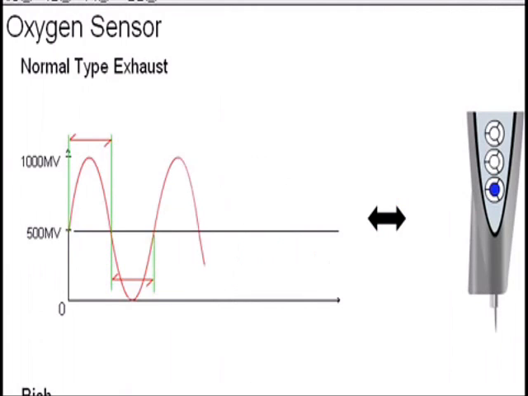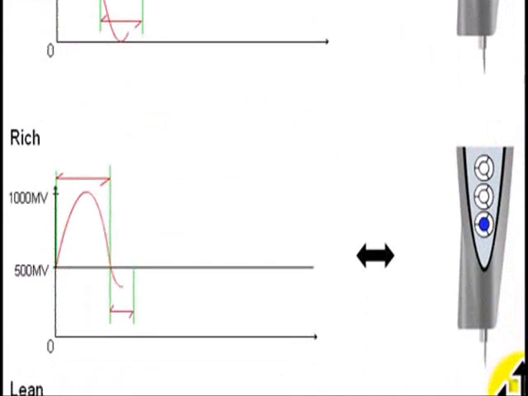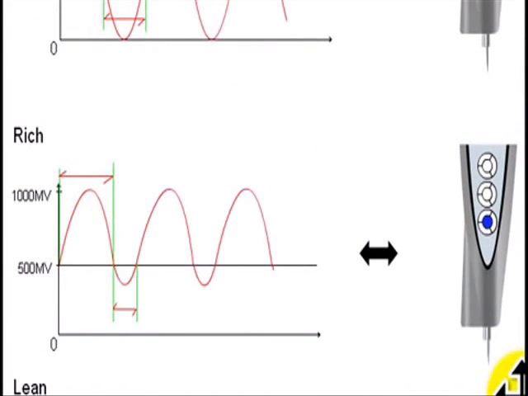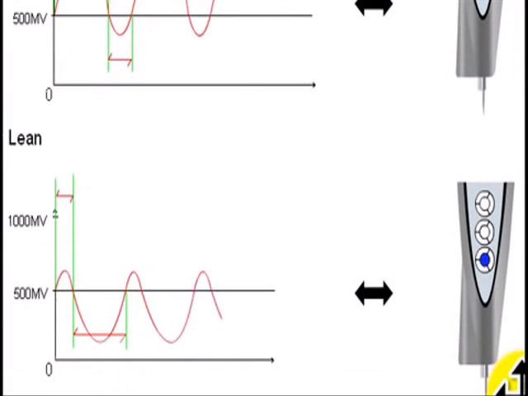Oxygen sensor draws a sine wave having a boundary of 0.5 volt. It remains in the upper section above 0.5 volt when the mixture is rich, and it remains in the lower section when the mixture is lean. So you can be sure if exhaust gas is rich or lean depending on the lamp blinking when you check the oxygen sensor using Geoto proof.